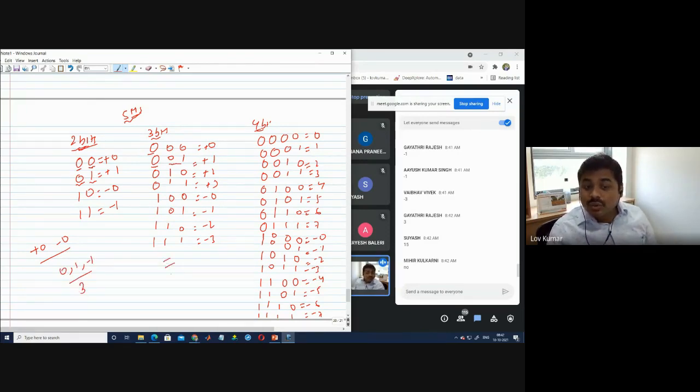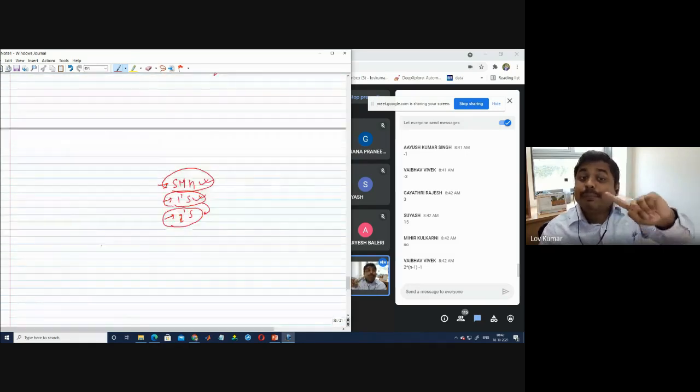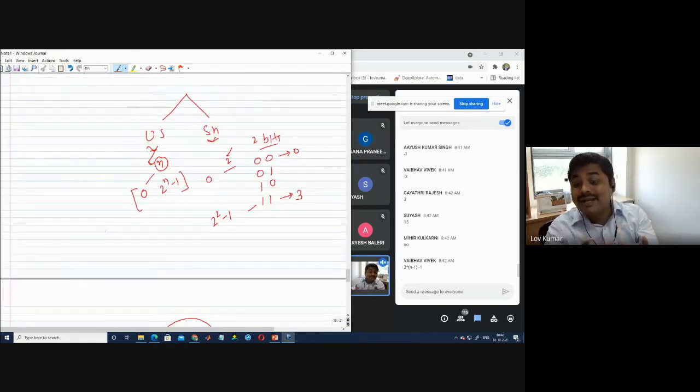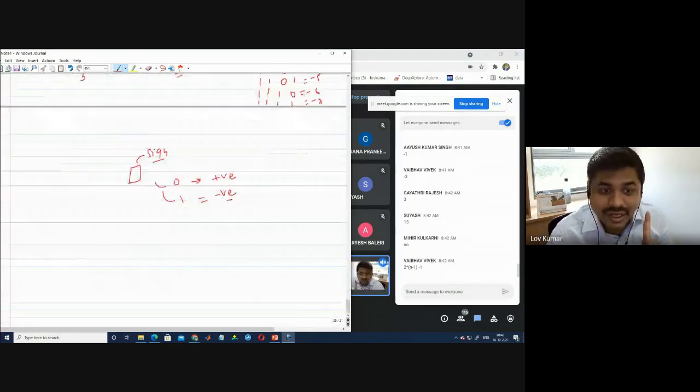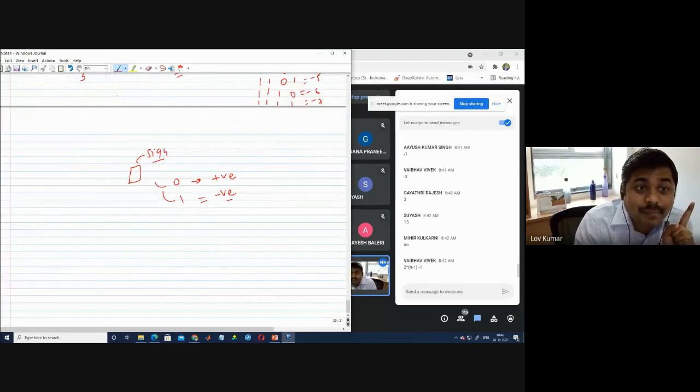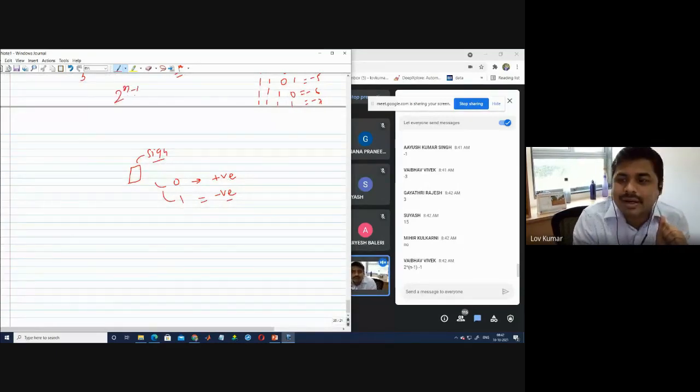In this case, what is the total number we are writing? 7. And in this case? 15. Okay, just you can see. If we go to the previous case, with only unsigned numbers, what is the total number of distinct numbers we are writing? 2 to the power n. But in this case, we are writing 2 to the power n minus 1. So the total number of distinct numbers equals 2 to the power n minus 1.